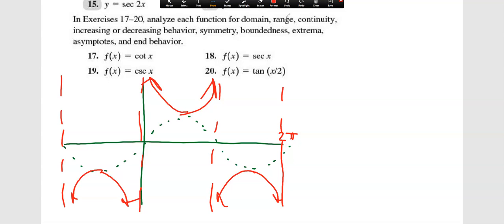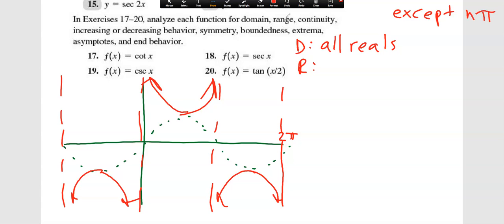So domain, we did talk about this, domain and range. Domain would be all reals except, and I should have left myself more room, except what? Multiples of pi, yep, except n pi, where n is an element of the integers. You are correct. And yes, you need to know your notation, as we talked about before, which means the same thing as integer multiples of pi.